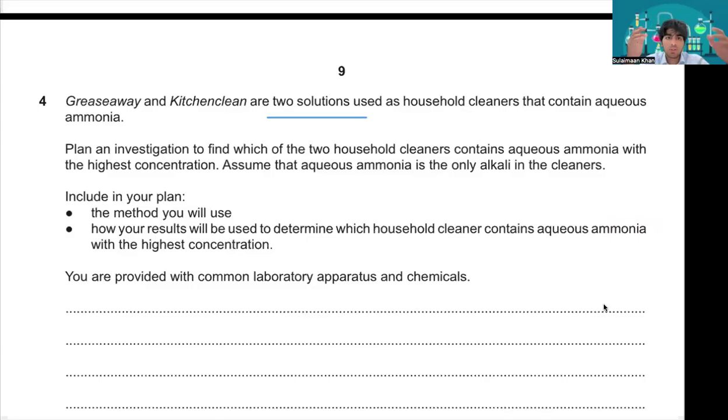Yes, so when there are two solutions involved, you'll basically perform titration analysis. Greaseway and Kitchen Clean are two soluble solutions used as household cleaners that contain aqueous ammonia. It says plan an investigation to find out which has the highest concentration. So what am I going to do? Which one has the highest concentration, everybody? Yes, you can absolutely do titration.